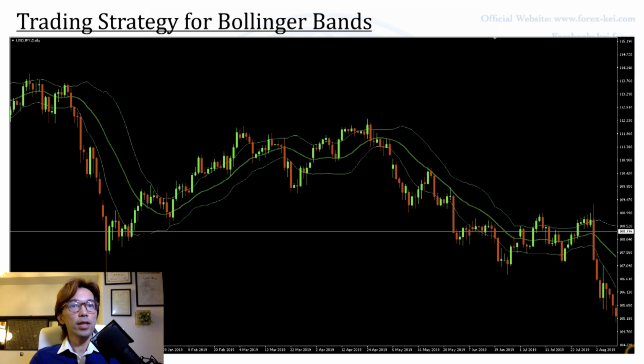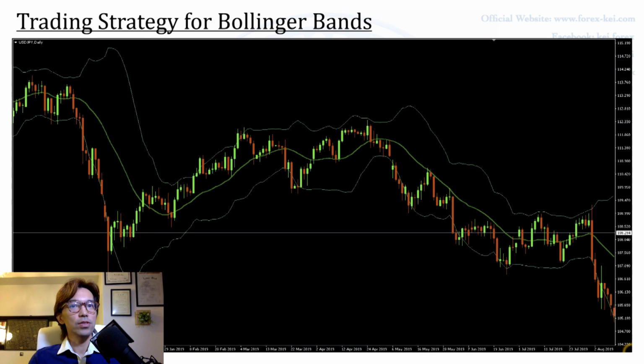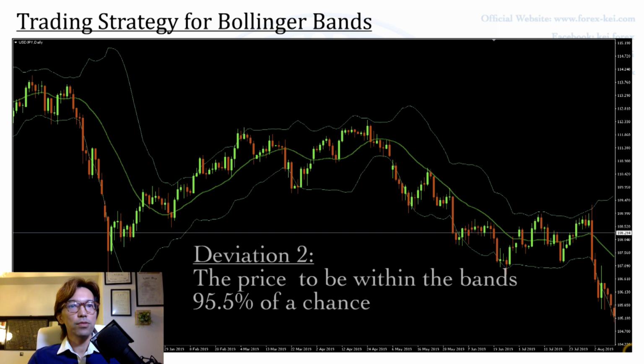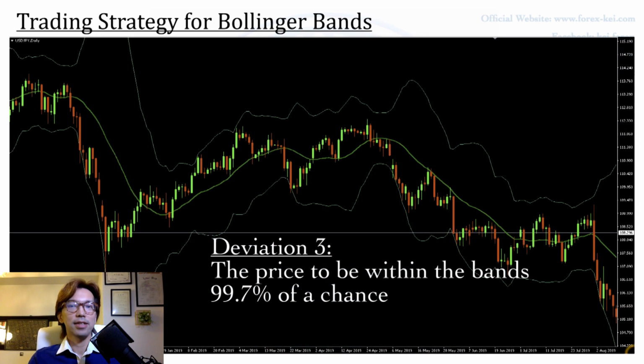And deviation 1 means the price, the candlesticks are supposed to be within these lines with 68.3% of a chance. In other words, the price stays within the deviation 1 by 68.3% of a chance. So what about deviation 2? It shows that the price stays within the lines with 95.5% of a chance. And when it's deviation 3, then it's going to be 99.7% of a chance the price stays within the lines of deviation.